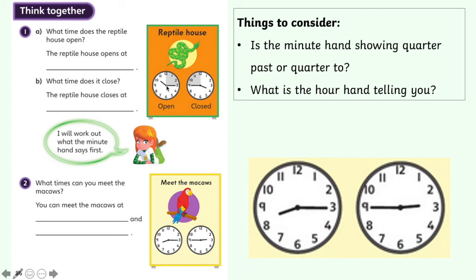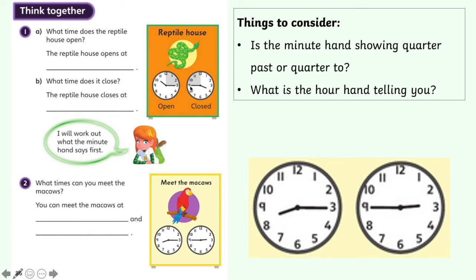And you can see that it's gone past the 10. So the time is quarter past 10. What time does it close? Well, let's have a look. We can see that the minute hand is showing that it's got quarter of an hour to go until it gets back to the o'clock. So it's gone 3/4 of the way round and it's got 1/4 to go.